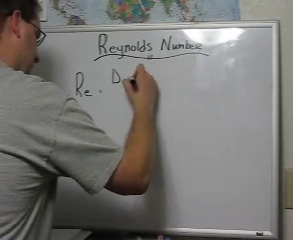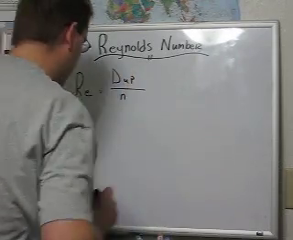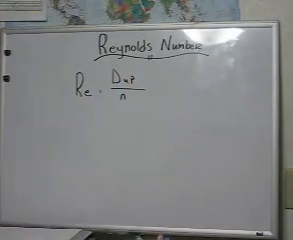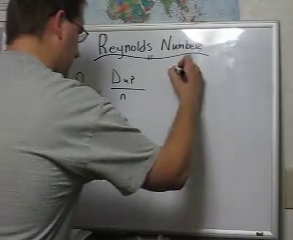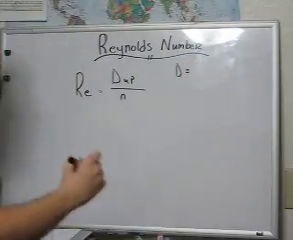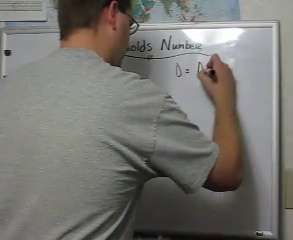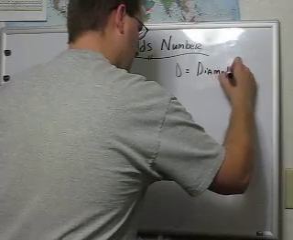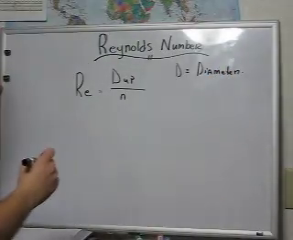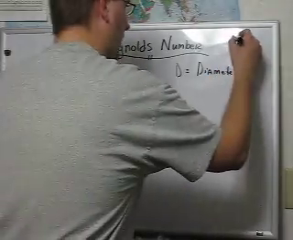D, mu, p divided by n, what does all that mean? Well, d is the diameter of the pipe. What do I mean by diameter?